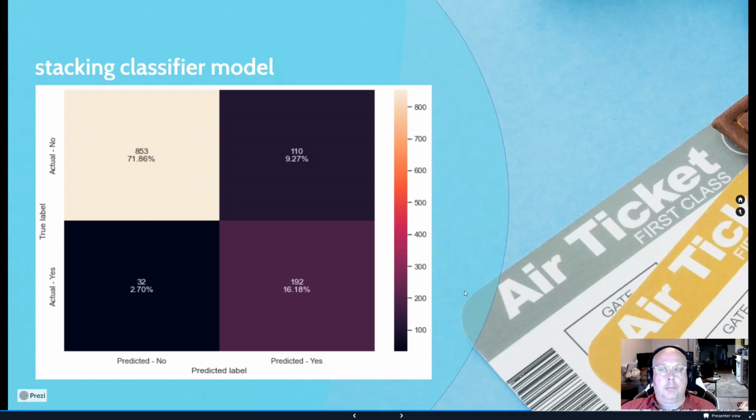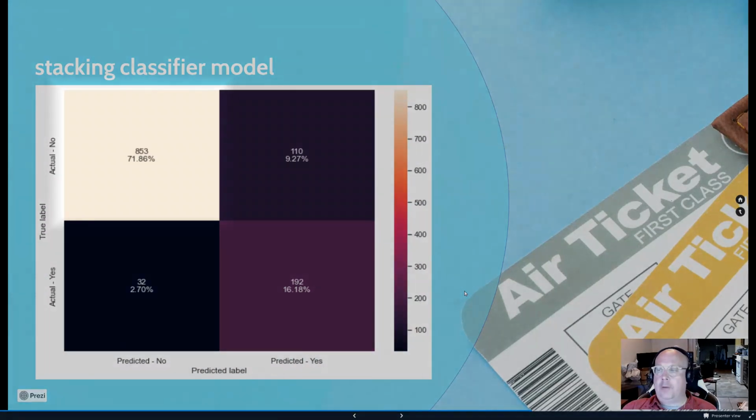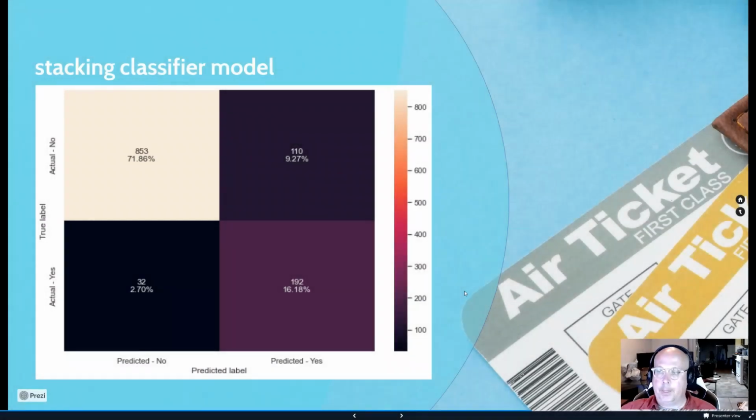This diagram is called a confusion matrix. The confusion matrix helps us understand where our model is performing well and where it may not be performing well. Let's discuss each quadrant. In the upper left, we have true negatives. These are people that were not interested in buying, and the model correctly predicted they would not be interested. This is fine. We won't waste marketing resources reaching out to these people.